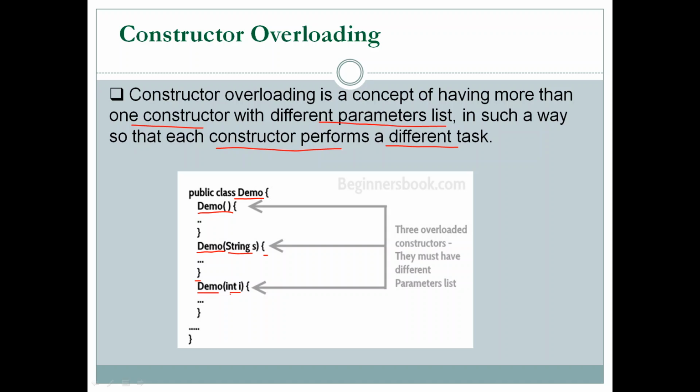And why do we have different constructors in a class? Why declare more than one constructor? Whenever you want to perform different tasks, you can have different constructors in the class. Okay, let us look at one example program based on constructor overloading. The concept is very simple. Constructor overloading simply means declaring more than one constructor in the same class. It is called constructor overloading.